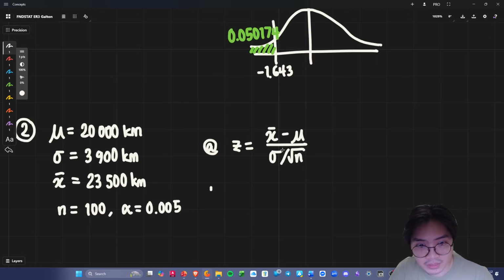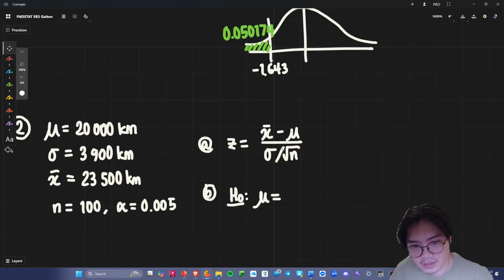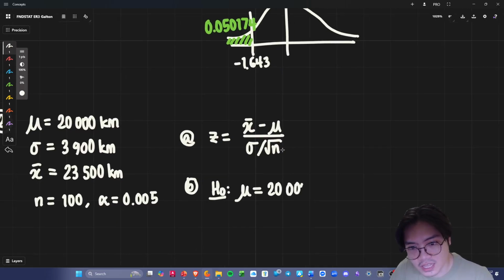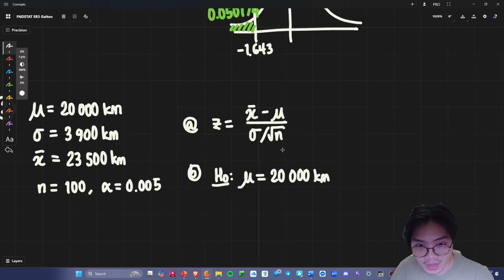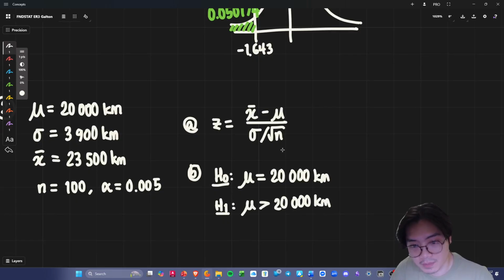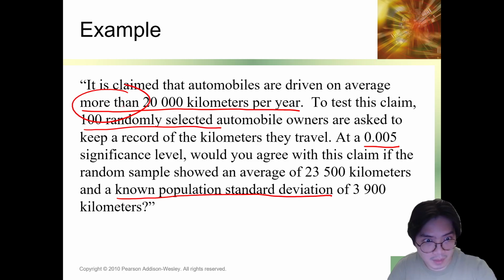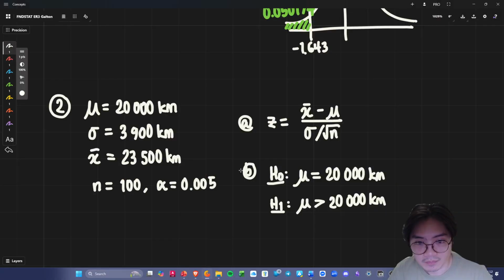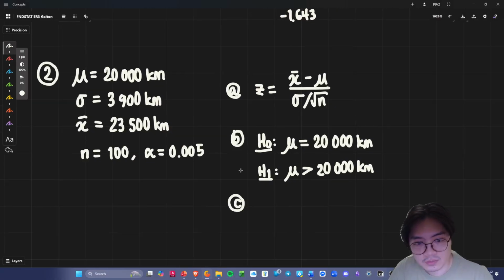Letter B. We'll now have our hypotheses. The null hypothesis is just nothing changes, walang nagbabago. Right? Mu is equal to 20,000 kilometers, but the alternative is going to be bigger than 20,000 kilometers, kasi sinabi nila, right? More than 20,000 kilometers per year. Now, letter C. We will have our level of significance, which is 0.005.